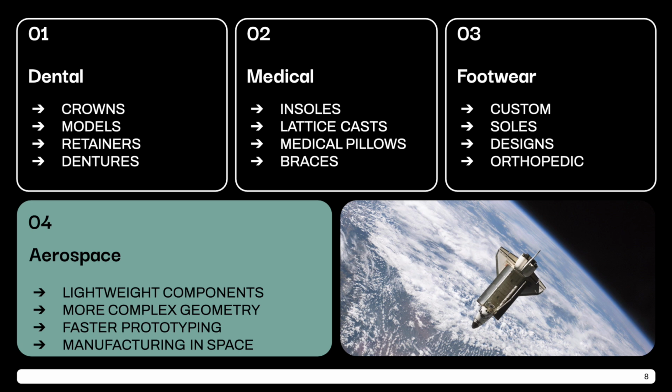Additive manufacturing can be used to make more lightweight components. It is also easier to make parts with more complex geometries using additive manufacturing. It is also easier to have faster prototyping with this because you can simply print out a new part and test it that way instead of having to go through the whole process of manufacturing the real part. And it can also be used to actually manufacture tools and different things for astronauts in space.